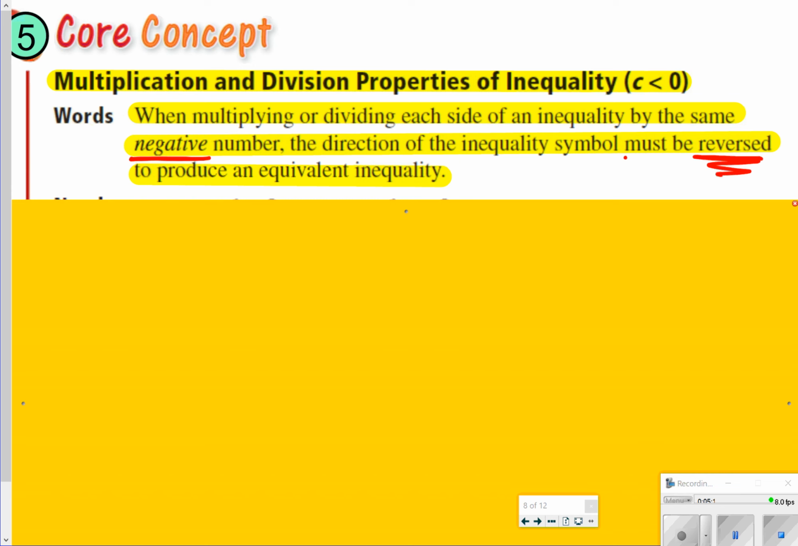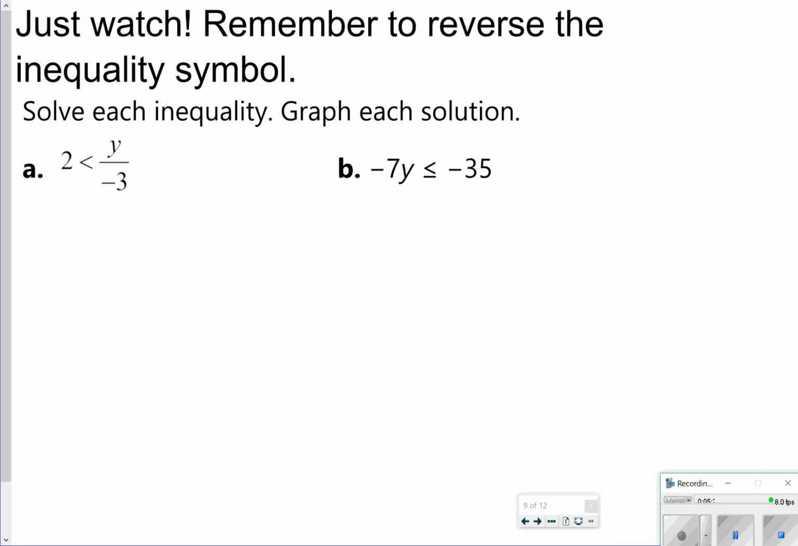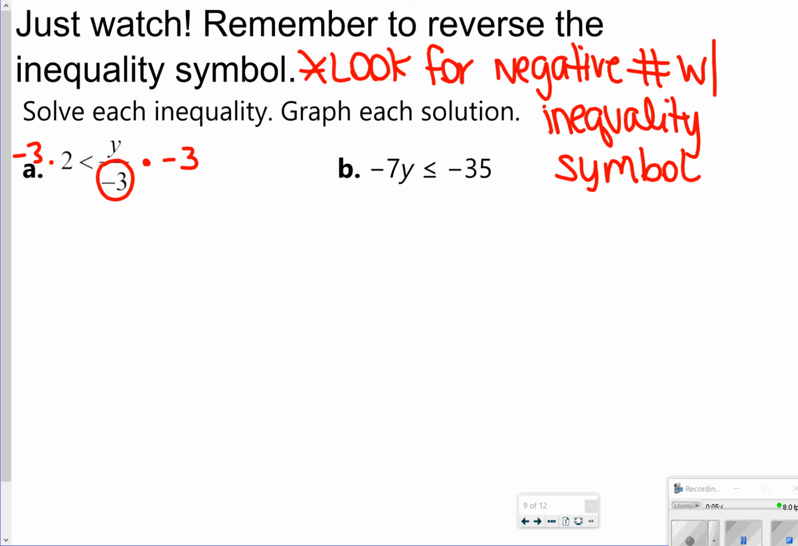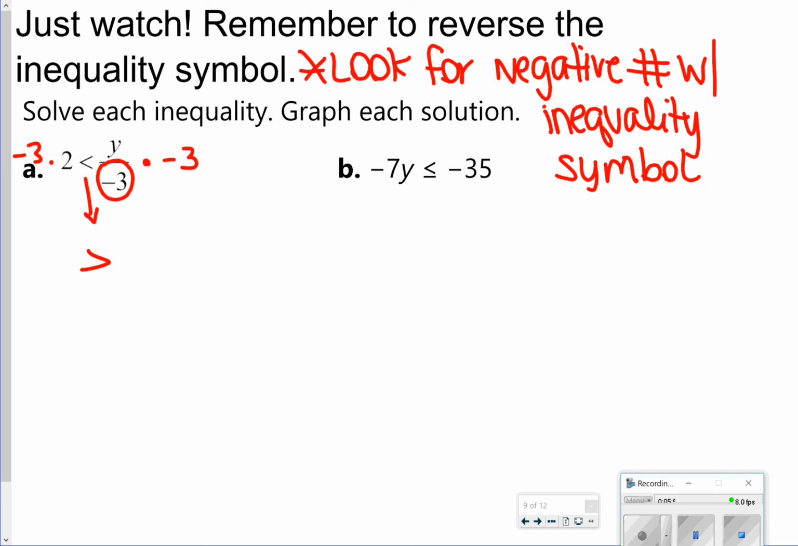Let's go ahead and take time now to pause the video here so that you can copy this down for number 5, and once you're done, click play to see how it's done. Alright, so for letter A, we're going to have to multiply both sides by -3. And notice that there's a negative number with the inequality symbol. I always look for that negative number with the inequality symbol. So that means I know I need to switch this symbol to be greater than. So now I'll just solve like normal.